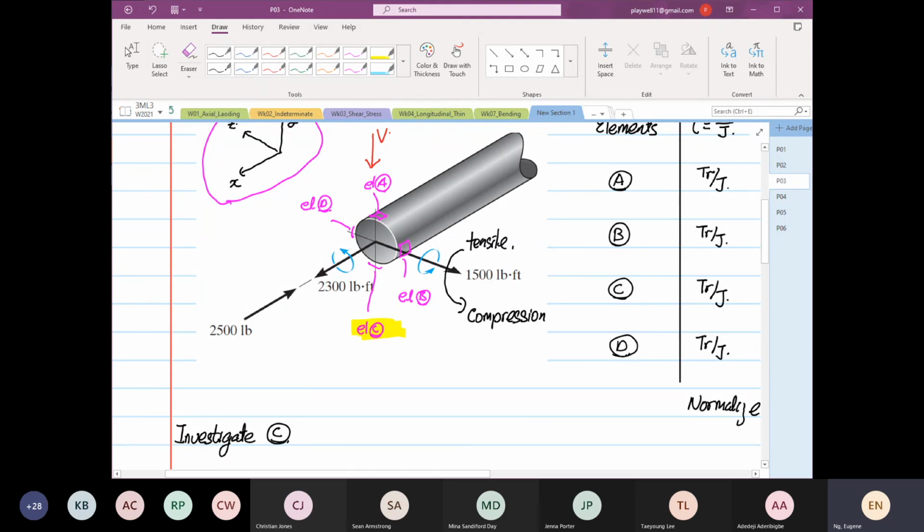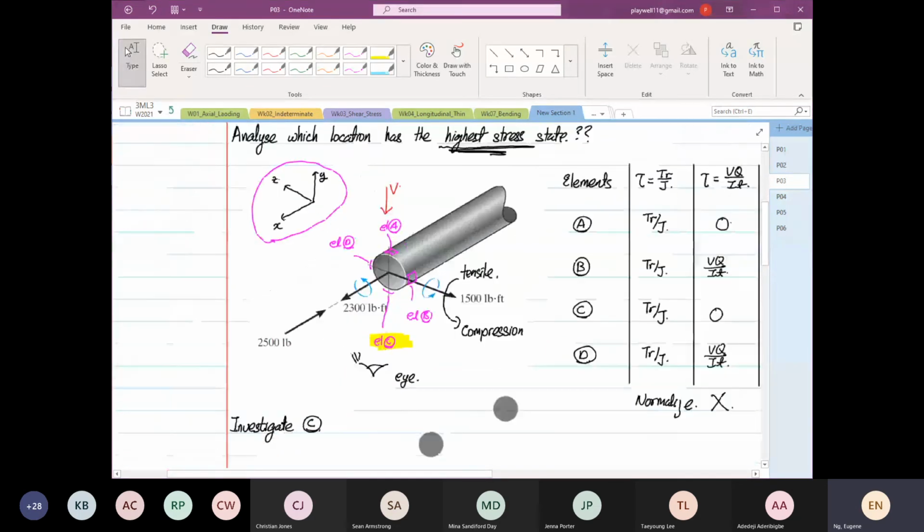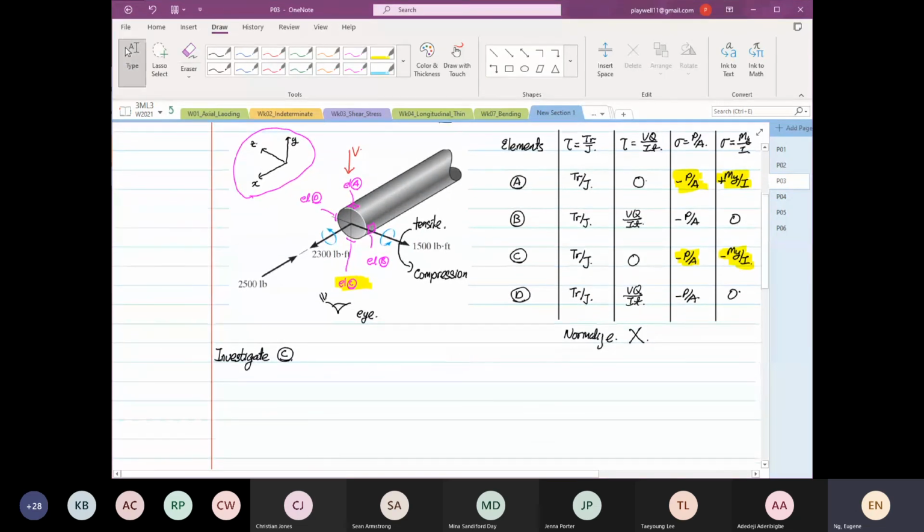The only way to look at element C is to position your eyes down here. That is your eye. So you have to go under the shaft to look at element C. When you go under the shaft to look at element C, this is what you get.